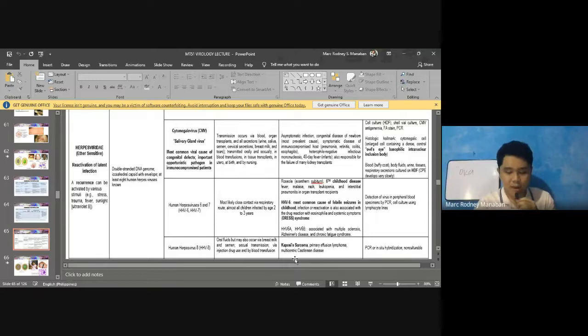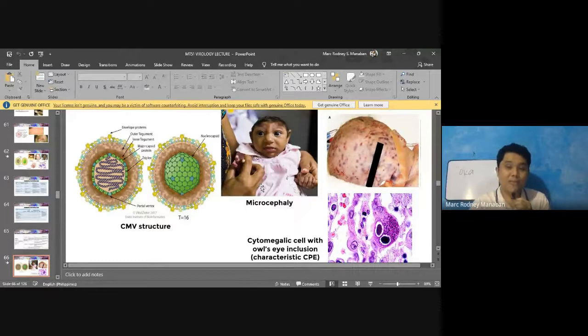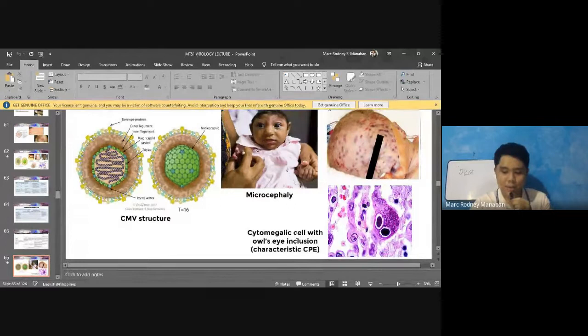So we go now to pictures. Again, this is your CMV. This is an effect of your CMV, your microcephaly. As you can see, gamay ang ulo sa baby. And this is the cytomegalic cell, cytomegalic enlarged cell with owl's eye inclusion. So basophilic na intranuclear inclusion.